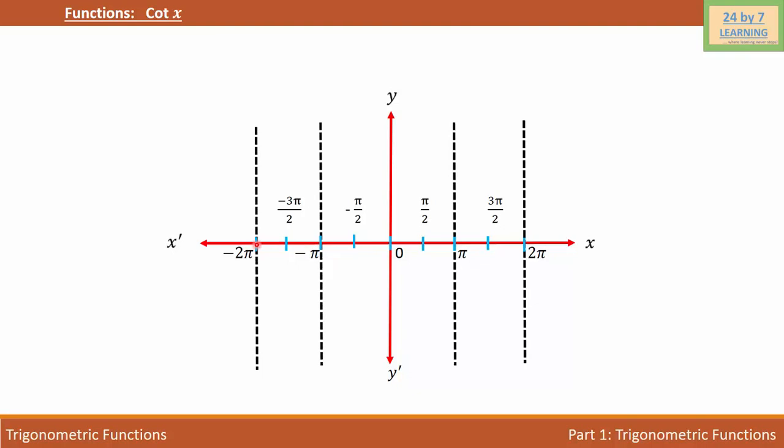And in the same way, from here, from negative pi, and from negative 2 pi. Now, it's time for us to graph the cotangent function. So let's graph the cotangent function. And if we do that, we will get this kind of graph.